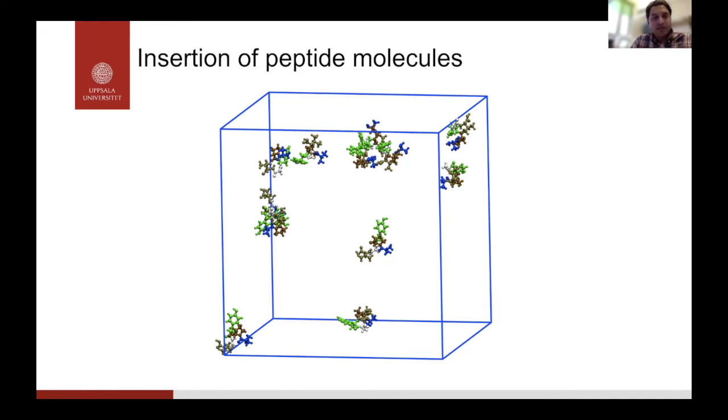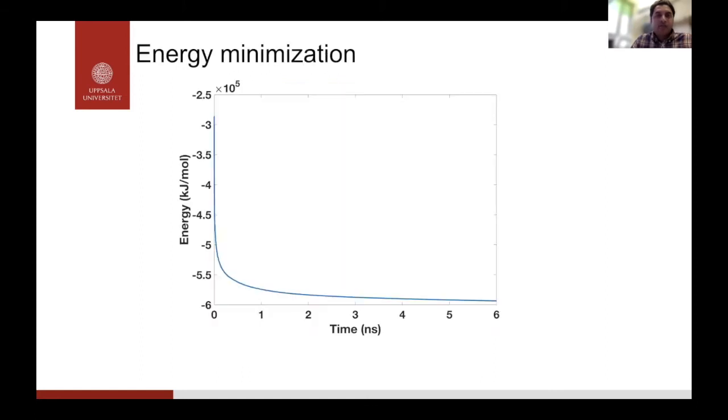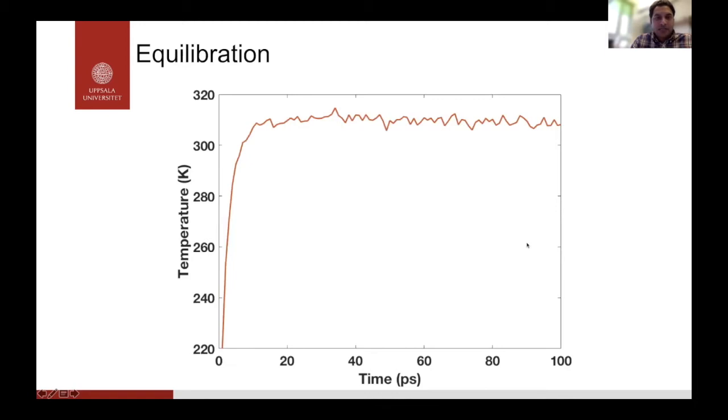So once we insert the molecules, we solvate the box, adding the water molecules. And then we perform the energy minimization, because since we added so many water molecules and peptide molecules, there will be a bunch of overlaps. During this energy minimization process, the molecules will push each other, and then it will become energetically balanced. And then you will perform the equilibration, where we normally reach our desired temperature and pressure.